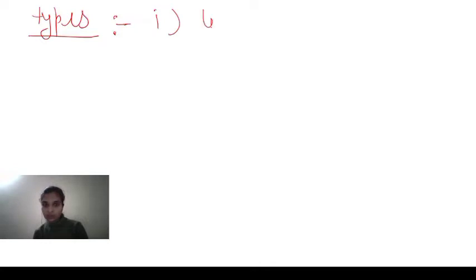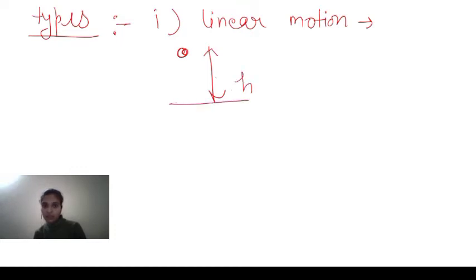Now let's proceed to the types of motion, because there are some types of motion and we have to learn them to understand motion in a better way. The first one is linear motion. Now how can we define it? Let's understand it by taking an example. Let's assume any body in air at some height. This is height h from the ground, and it is moving in this direction.